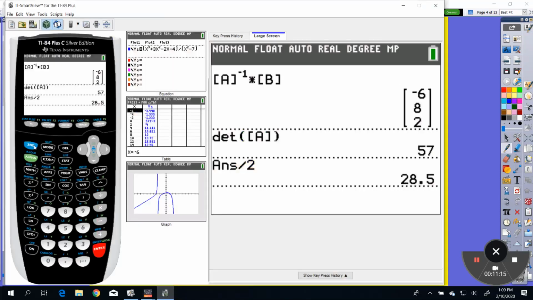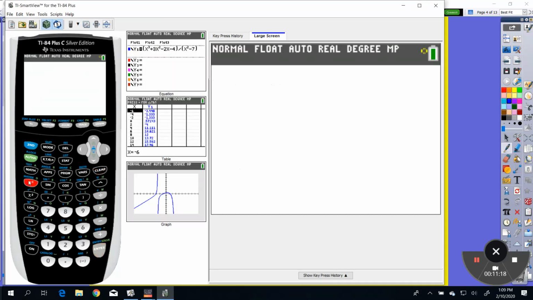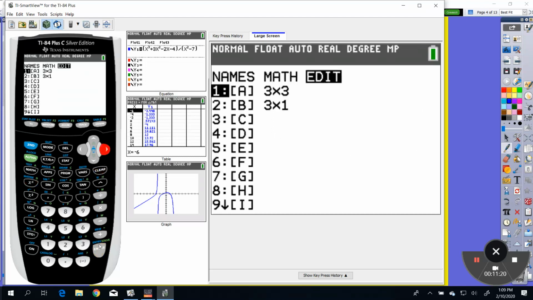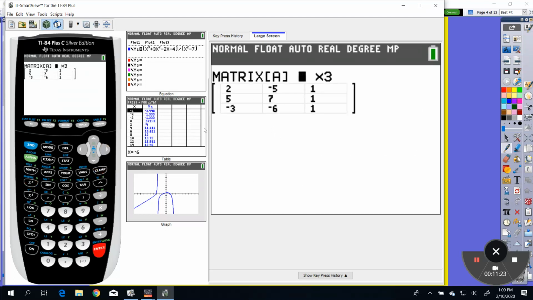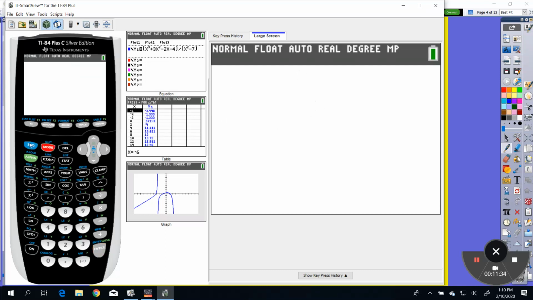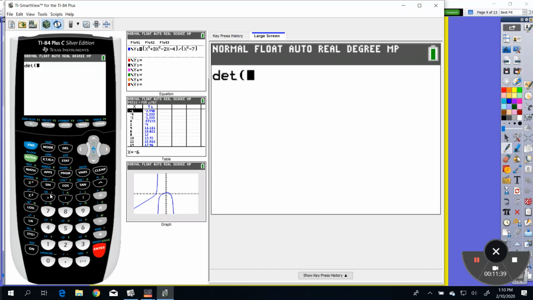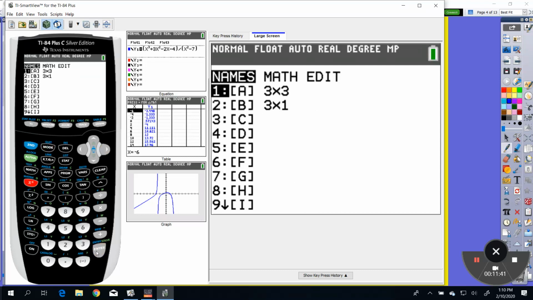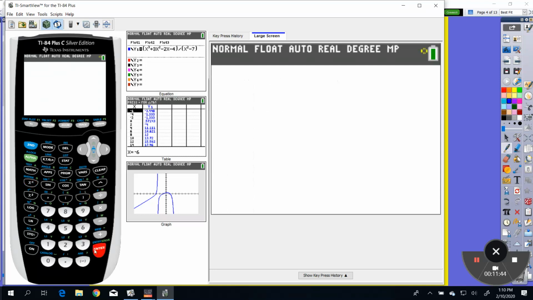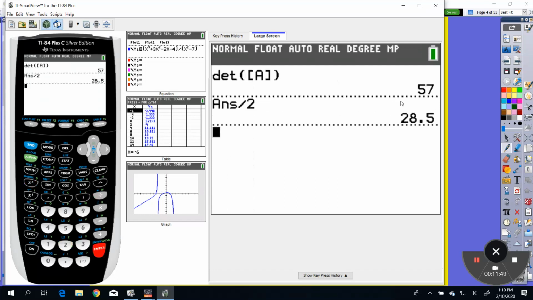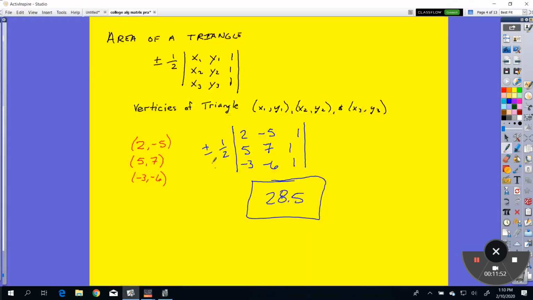So I go to my calculator. Second matrix, edit, enter. I plug those numbers in, so I've already done it. 2, negative 5, 1, 5, 7, 1, negative 3, negative 6, 1. I come out, I go second matrix, move it over to math, because I'm after the determinant. And then I go back in and tell it I want to find the determinant of A. Enter, and it says it's 57, but remember, you have to divide it by 2. So it's 57 halves, or 28.5.